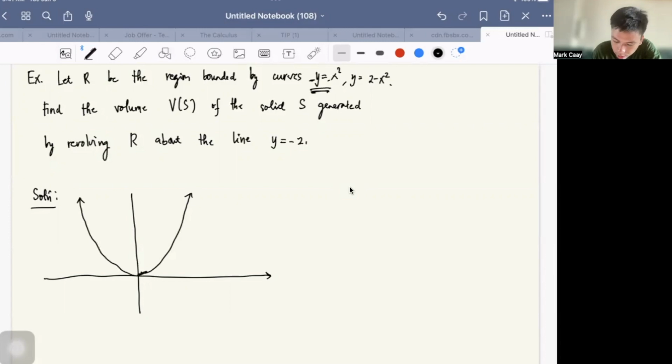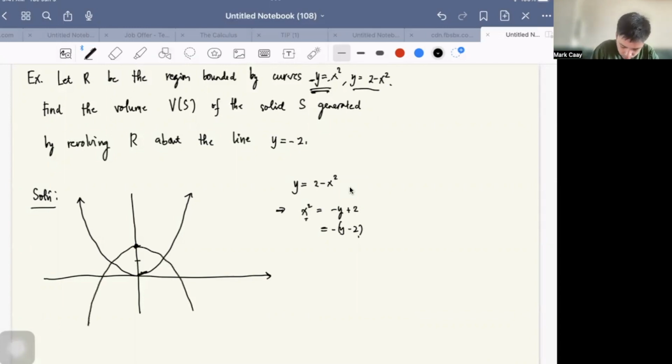Yan. And then, yung pangalawa naman, it's still a parabola. Tingnan mo ha. That's y equals 2 minus x squared. So if I arrange this, magiging x squared equals negative y plus 2, which is equal to negative (y minus 2). So yung vertex mo is 0, 2. So mga ganito banda ata. And then, negative siya, so pababa yung opening niya. So pa ganon. Yan. So the line that passes here and the line that passes here is also the boundary. So ito yung region mo.